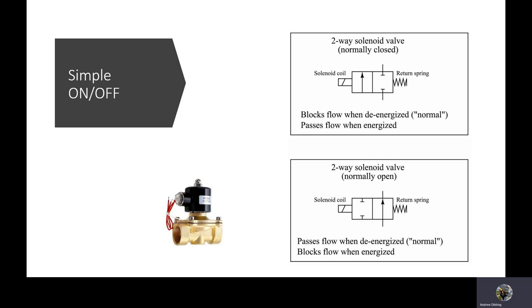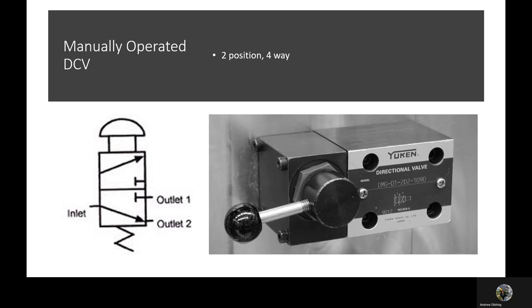So in this top example, it's a two-way solenoid valve and it's normally closed. Both the inlet and the outlet are isolated from each other unless the solenoid coil is engaged, at which point the valve switches and fluid is allowed to flow through the inlet to the outlet. The bottom schematic indicates the exact opposite. The spring return returns the valve to its open state where fluid will flow through it unless the solenoid is energized, in which case the fluid flow stops.